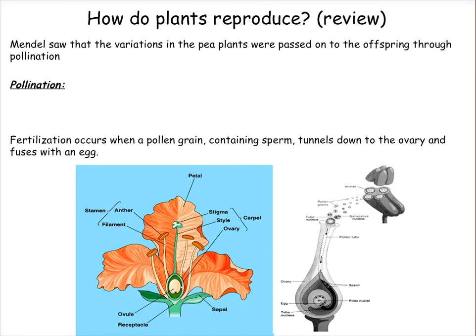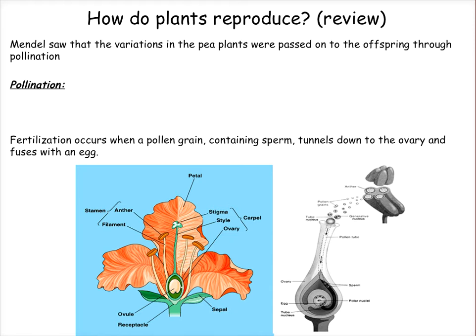So, we're going to look at the experiments that Mendel conducted to see how he was able to come to his conclusions about how traits are inherited. As many of you know, Mendel's choice organism for studying inheritance was the pea plant. So if we're going to understand his experiments, let's remind ourselves a little bit about how plants reproduce.